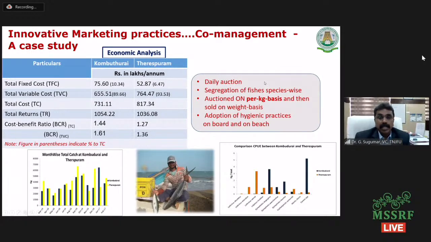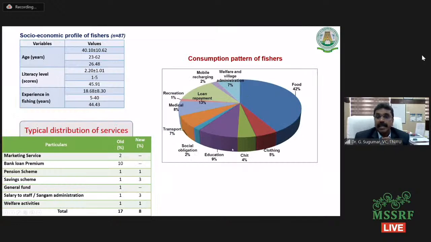In fact, the next slide shows the consumption pattern of the fishers in this village. They spend about 42% on food and clothing, and they also do savings. 4% of their income is an organized saving. For their children's education, they spend about 9%. And for social obligation, again, this is a sort of saving for them. For any festival and all, they make an organized saving. And for transport, medical, recreation, loan repayment, mobile recharging, welfare, and village education, here again, the village is able to give back to them. So if you see, about 7-8% is their savings.